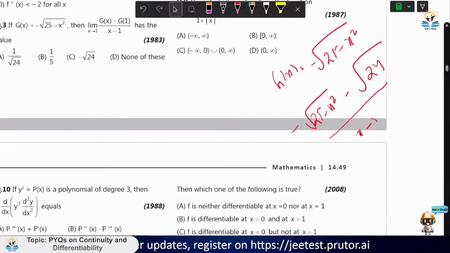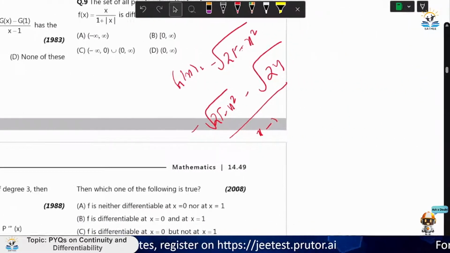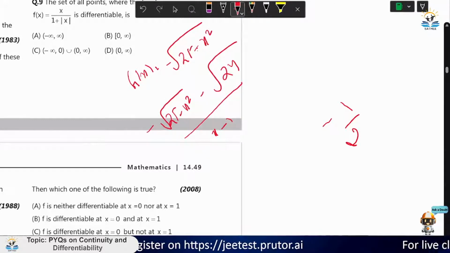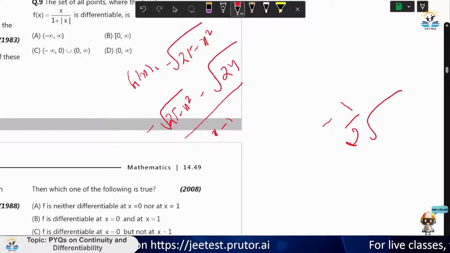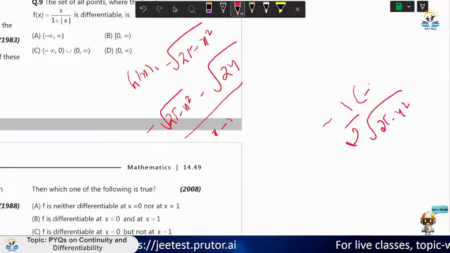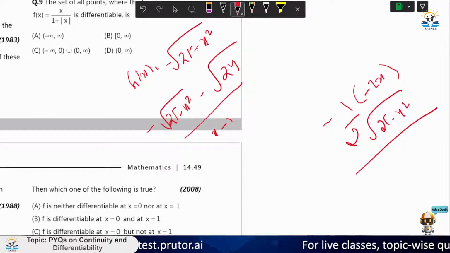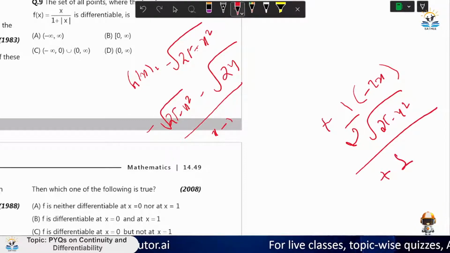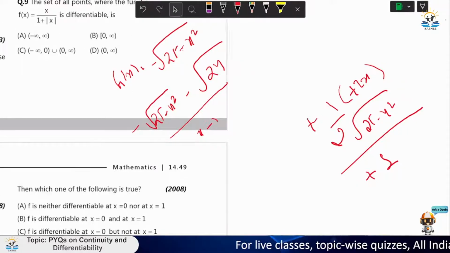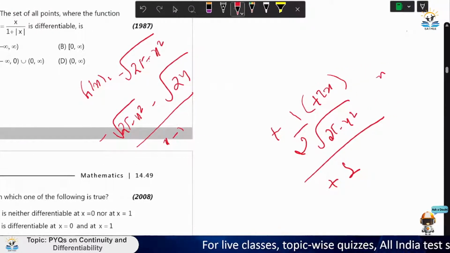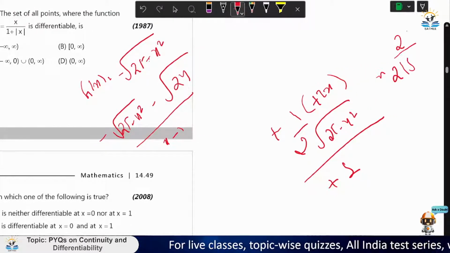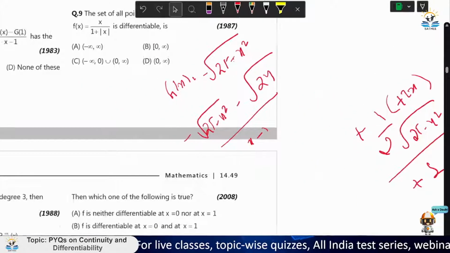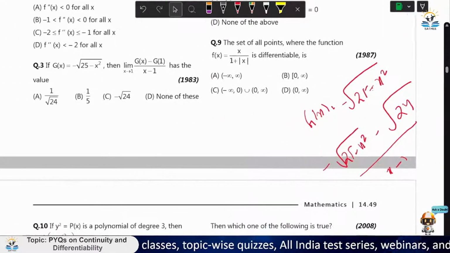X minus 1. So let's differentiate again. It's nothing, half root of 24 minus x square minus 2x plus 1. So minus and minus goes into 0, or like cancels out. And we are left with 2 by 2 root 24. So 1 by 2 root 24.